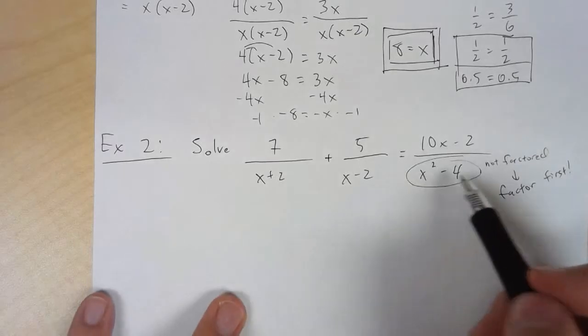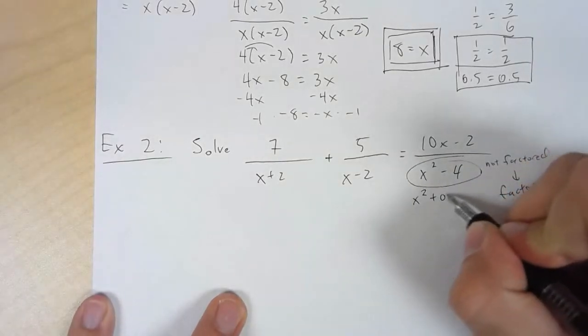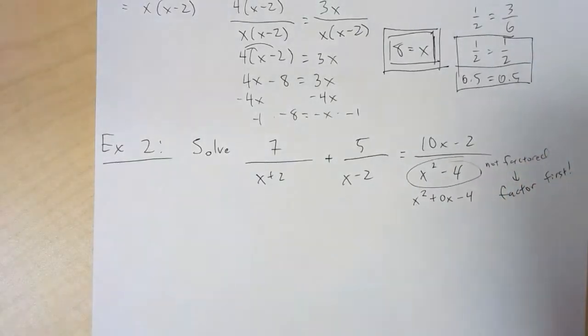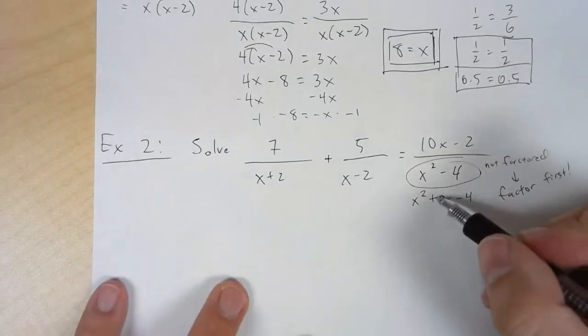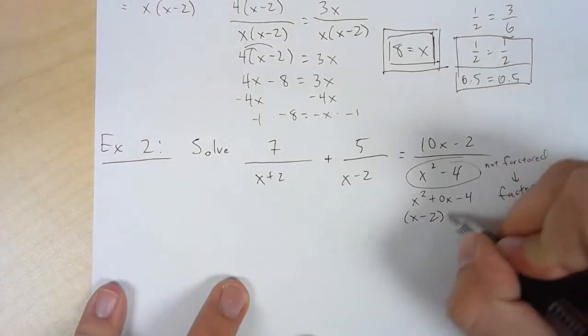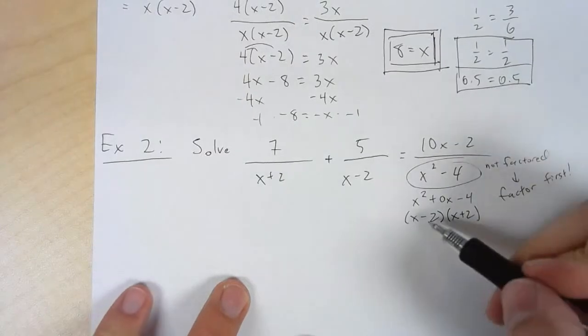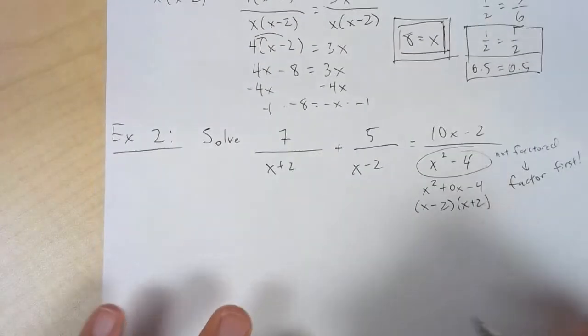So factor first. Always factor first. So I'm going to factor x squared minus 4, which is the same thing as x squared plus 0x minus 4. So I know that what multiplies to be negative 4 and adds to be 0 is x minus 2 and x plus 2. Negative 2 times positive 2 is negative 4. Negative 2 plus 2 is 0, so this is the factored form.